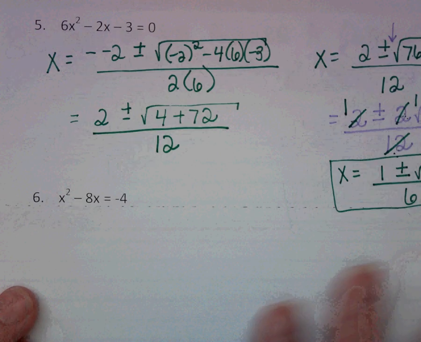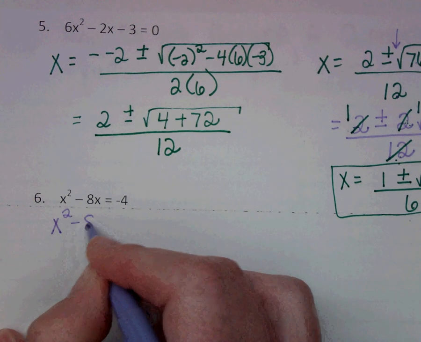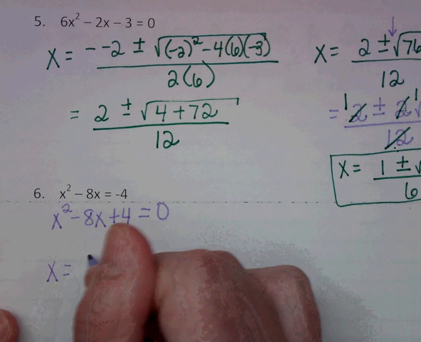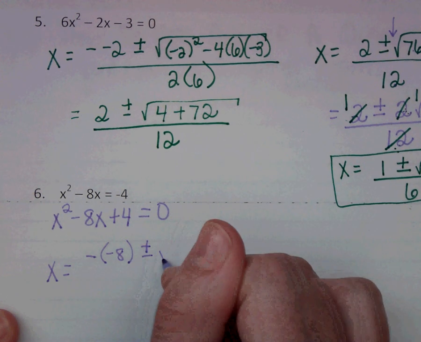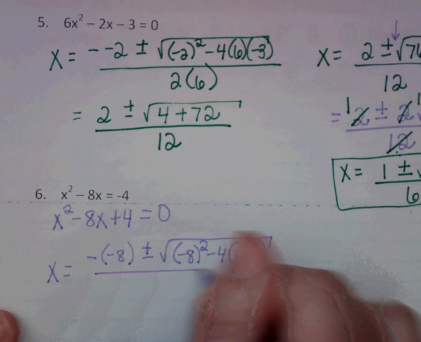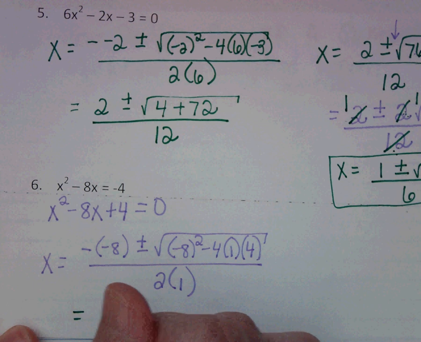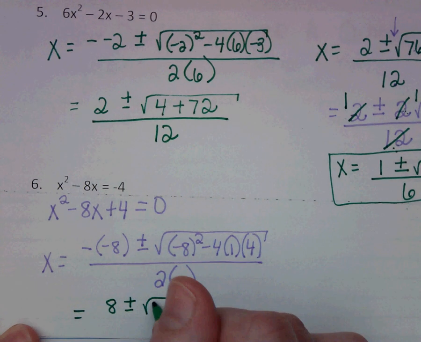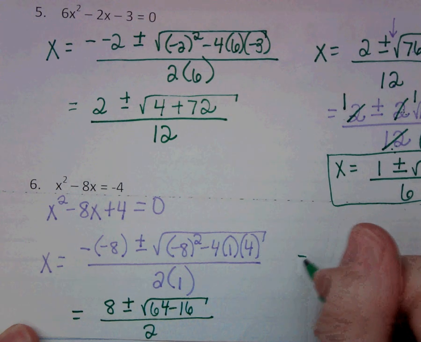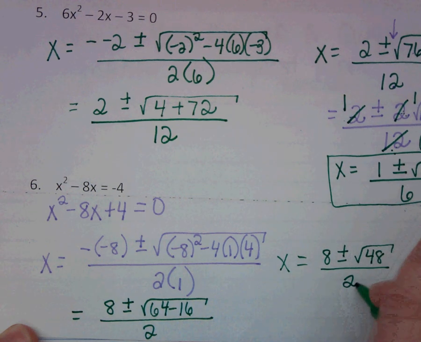Okay, I want to look at one more. The first thing we need to do with this one is put it in standard form. It's got to be equal to 0 if we're going to use the quadratic formula. x equals negative b plus or minus the square root of b squared minus 4 times 1 times c, all over 2 times 1. So this would be 8 plus or minus the square root of 64 minus 16 over 2, and so we have 8 plus or minus the square root of 48 over 2.